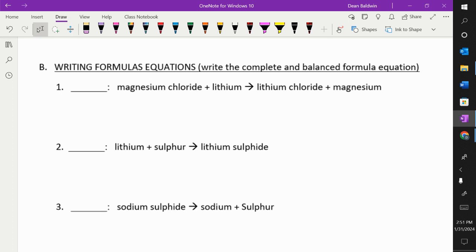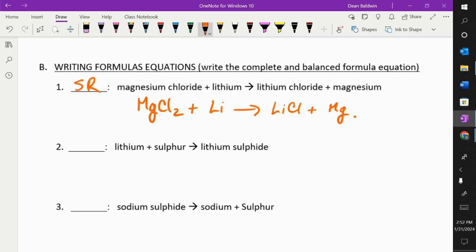What's the formula for magnesium chloride? MgCl2 plus lithium, Li, goes to lithium chloride, which is LiCl, and magnesium. What type of reaction is this?